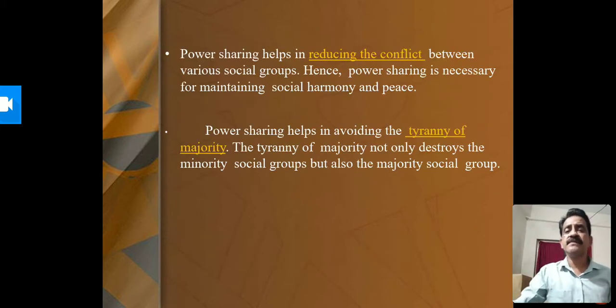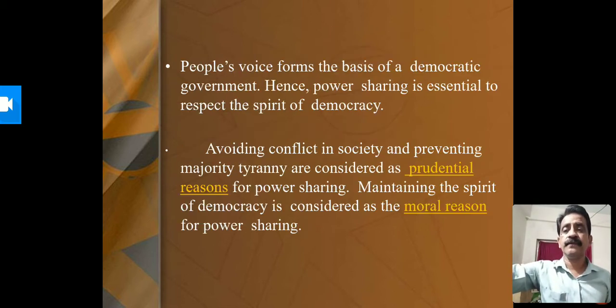Power sharing helps in reducing the conflict, as we have seen, between various social groups. Hence, power sharing is necessary for maintaining social harmony and peace. Power sharing helps in avoiding tyranny of majority. The tyranny of majority not only destroys the minority social group, but also the majority social group.